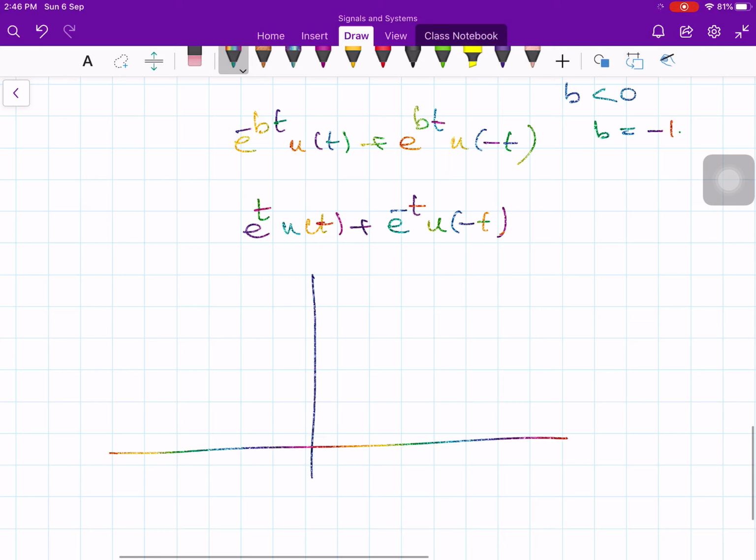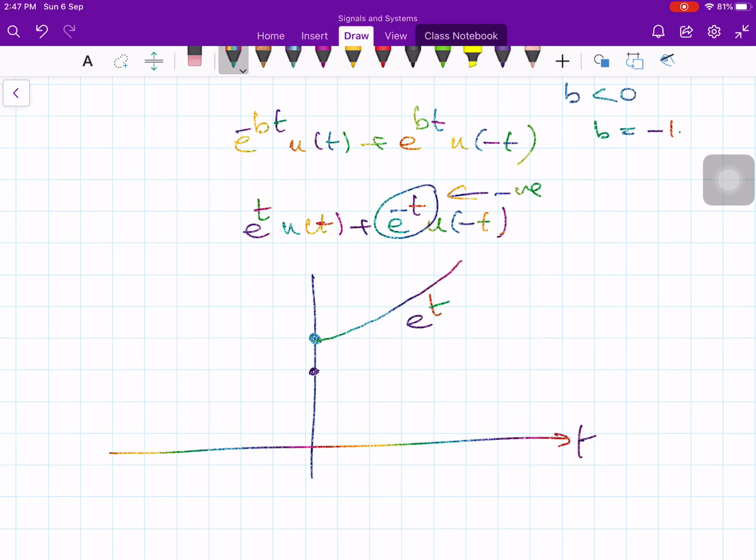When t equals 0, it becomes 2. Okay, both are adding, no? So slowly it increases, exponentially increasing. This is your e to the t. And on this side, for this guy you put negative values, you are substituting because it is multiplied by u of minus t. So it goes like this if you plot. So both are now growing exponential signals. Therefore, there is no common region of convergence if b is less than 0. It is unboundedly, exponentially increasing.